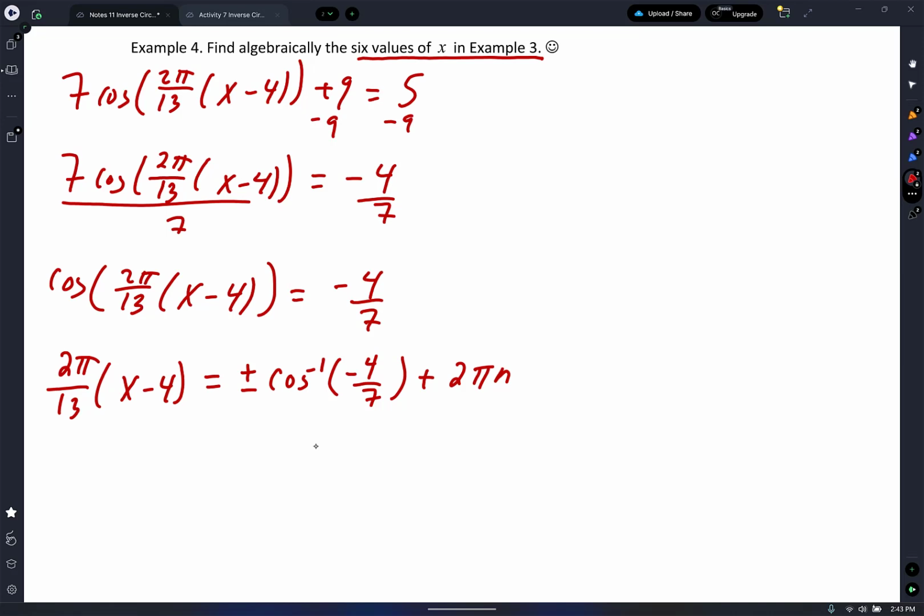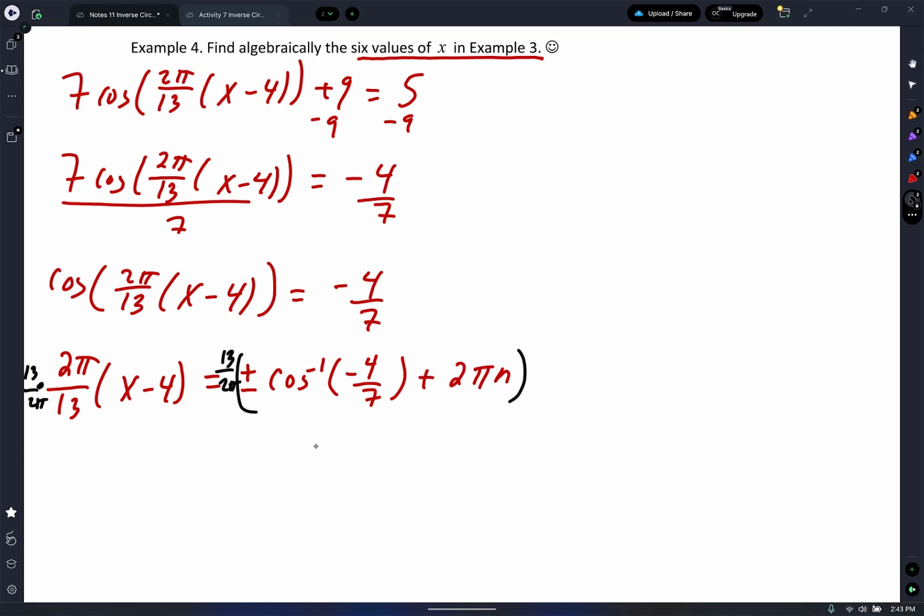You are so close to getting x by itself. I know some students distribute this and then move the 4 and then finally divide by 2 pi over 13. Let's not go that route. It's 2 pi over 13 times this. I want to get rid of the 2 pi over 13. Some of you said divide. You can divide by 2 pi over 13, but I never like how you have a fraction over another fraction. I prefer to multiply by the reciprocal. It's okay if you don't want to do that. Multiply this by 13 over 2 pi. Whatever you do to one side, you do to the other.